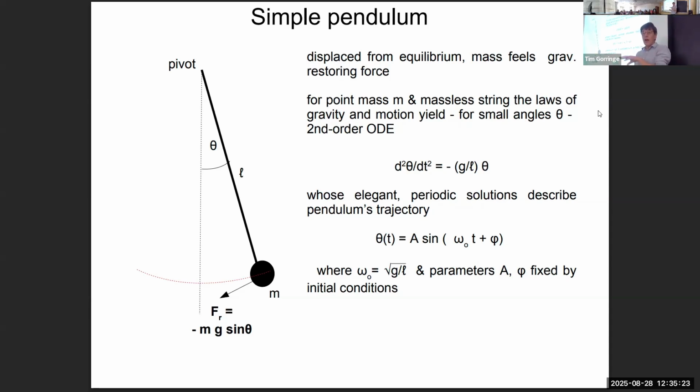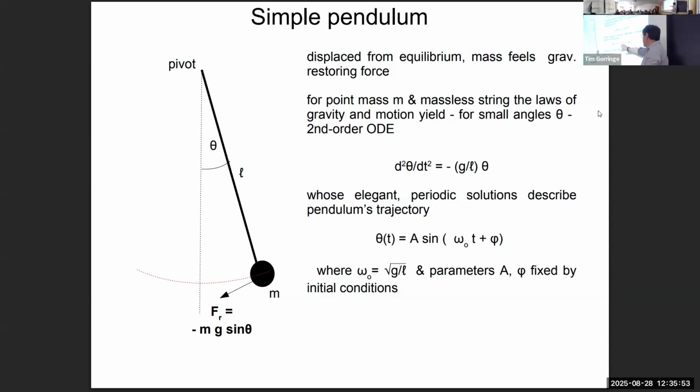And the solutions of that differential equation for the angle of the pendulum, the displacement of the pendulum, are this elegant set of solutions. They're sinusoidal solutions of the oscillating simple pendulum to and fro. I wrote that solution down here too. There's a characteristic frequency of the pendulum that depends on the length of the pendulum and the acceleration of gravity. That's the omega naught on this slide.